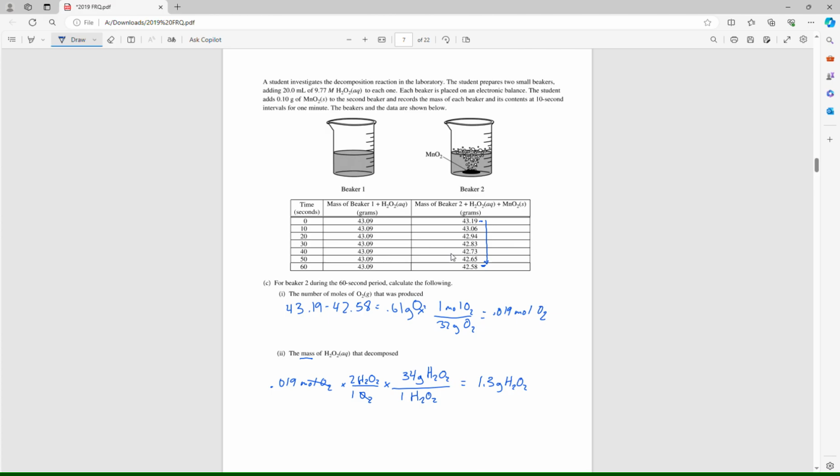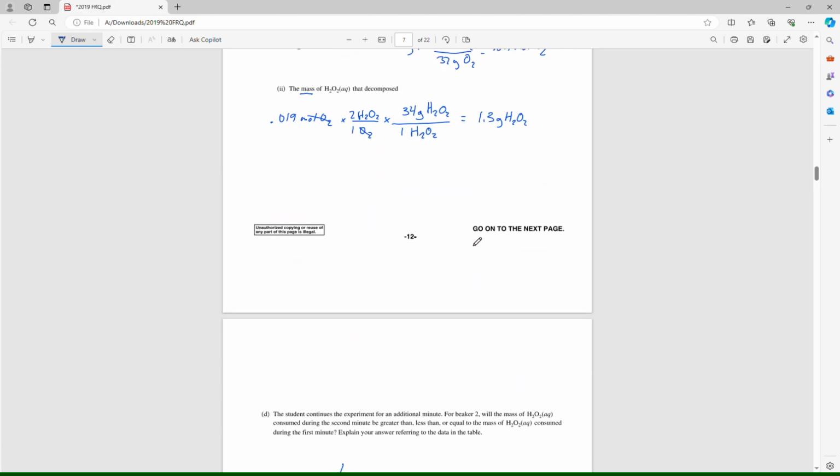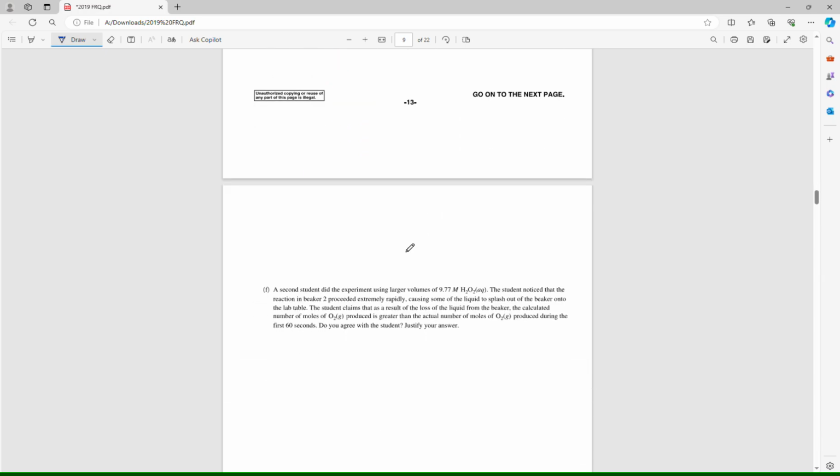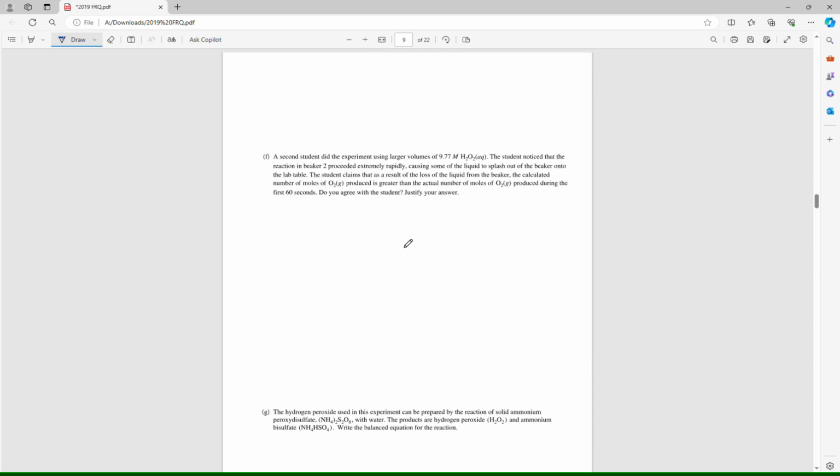This is not linear, right? We already proved that in the last problem. This is decreasing by 0.015, and now it's decreasing by 0.07. So it is not linear, so it is not 0th order. So we would disagree, and we would explain that the reaction is not 0th order because it is not constant or linear. The reaction rate is not constant.